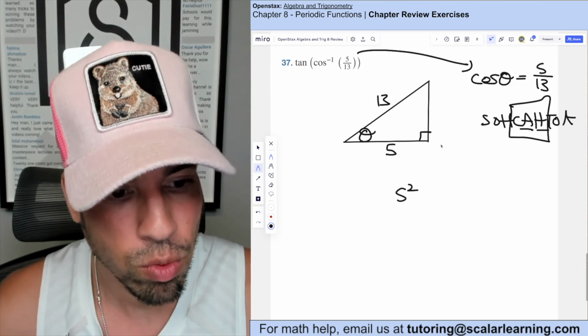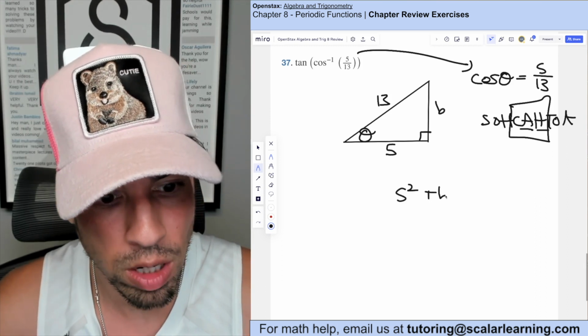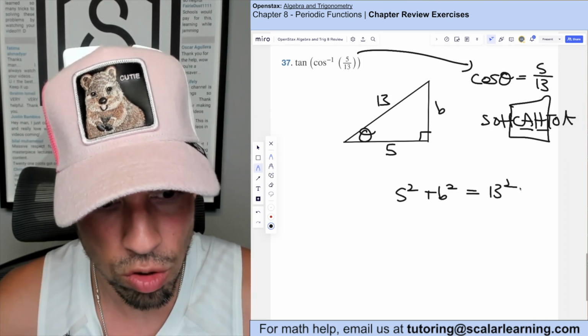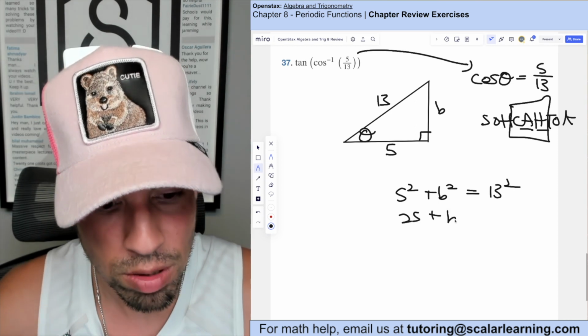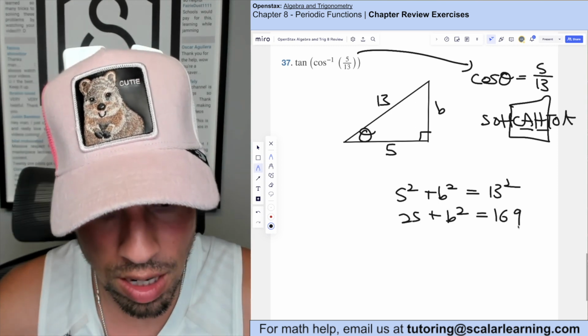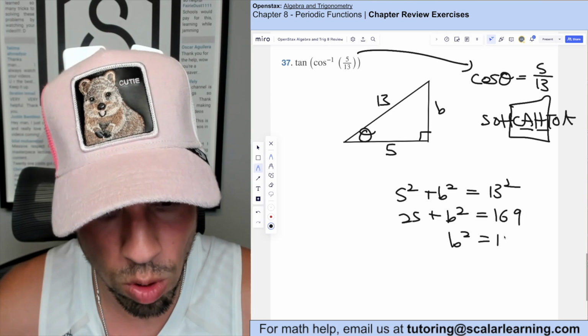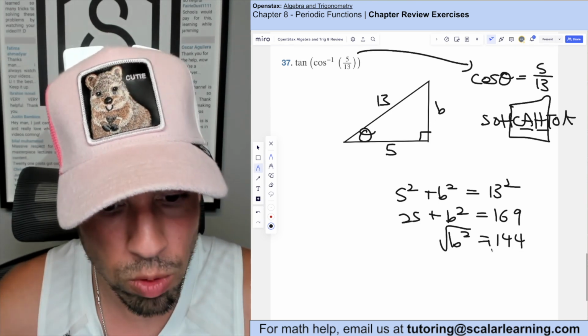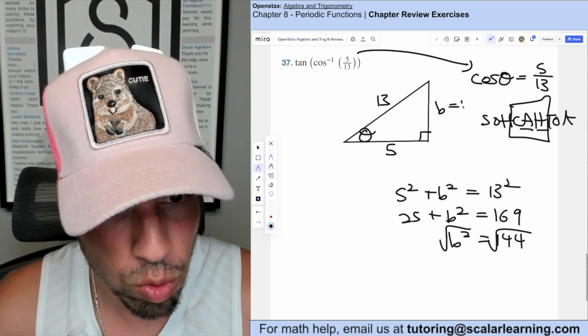Now I can use the Pythagorean theorem to solve for the missing side. So I can say 5 squared plus, let's call this b, b squared equals 13 squared. That's 25 plus b squared equals 169. Subtract 25 from both sides, we get 144. Take the square root and we see that b equals 12.